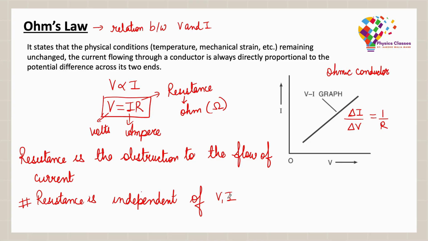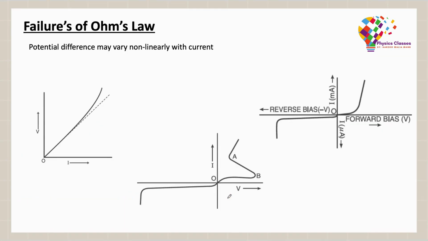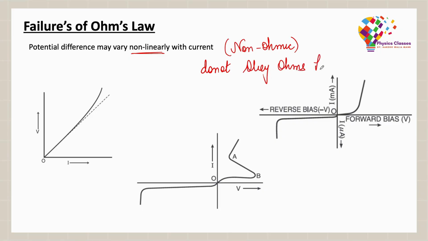Further, Ohm's law tells us that the V-I graph should be linear, which is true for a metallic conductor. But there are situations when Ohm's law fails. When does it fail? When the potential difference varies non-linearly with current. Such devices are called non-ohmic devices because they do not obey Ohm's law. Why do they not obey it? Because for them V and I are not proportional. V and I are proportional and R has to remain constant.